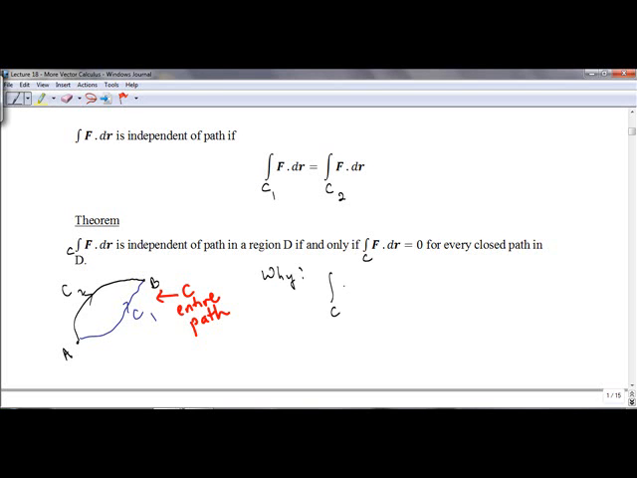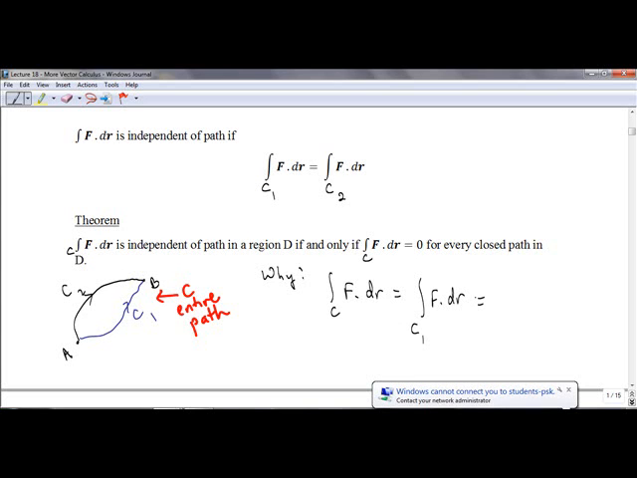The integral over the closed path C is made up of two paths. It's made up of C1, and it's also made up of C2. But look at what happens to C2. C2 is moving in the opposite direction. It does not follow C1.